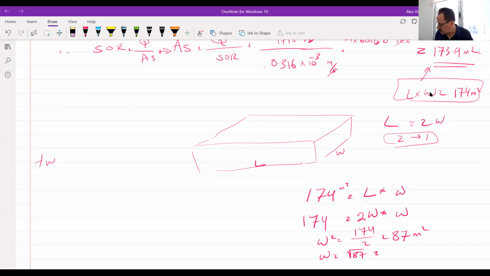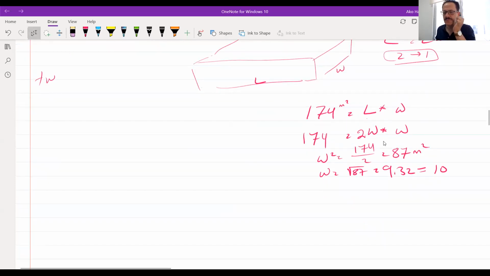9.32. 9.32, which is good. I can use 10. Sorry, I will use, I can say it's 10. So now find the L. So 174 is equal to 10 meter, L times 10 meter. So from this one, you can say L will equal to 70.4 meter.